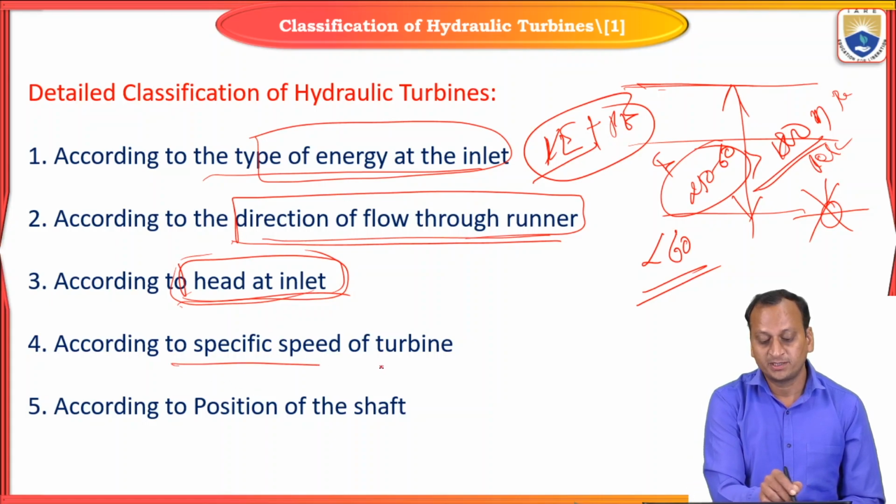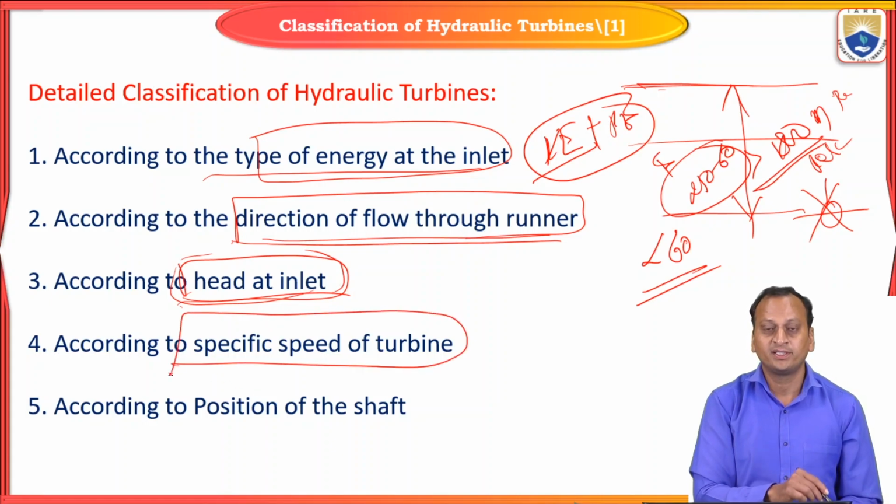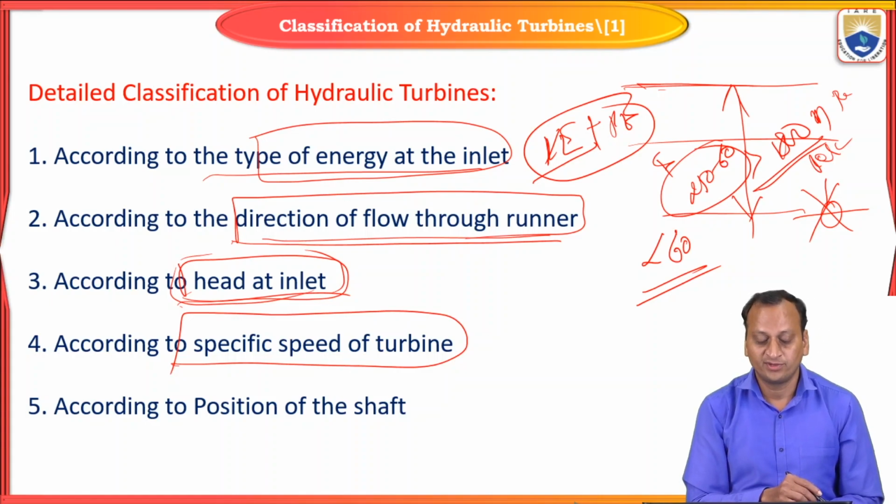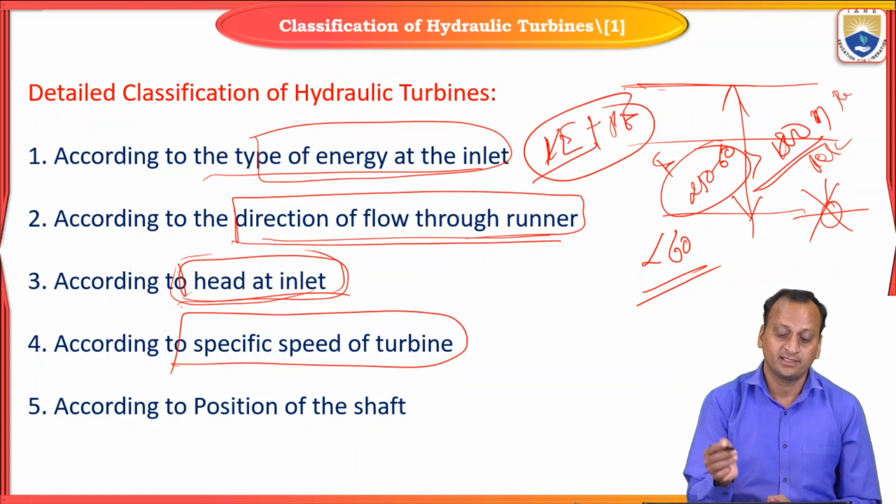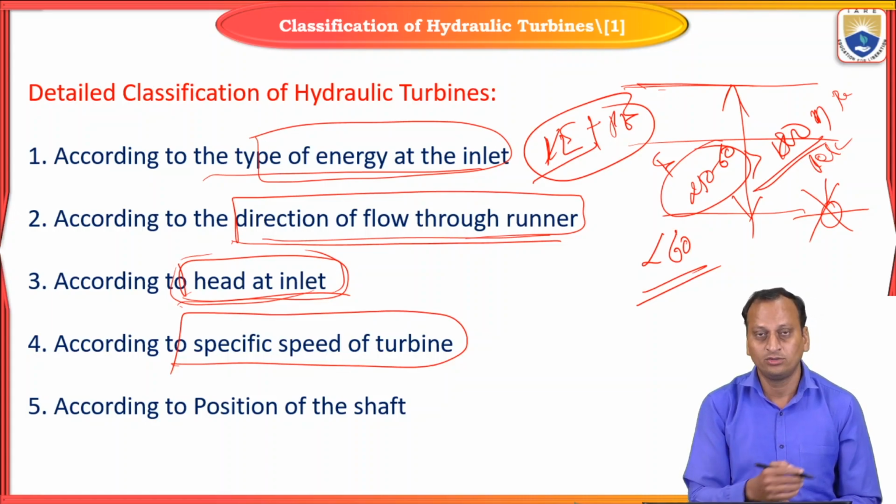According to the specific speed of a turbine, we have to derive the specific speed: N root P by H power 5 by 4. Based on that, we can say high specific speed, medium, and low specific speed.